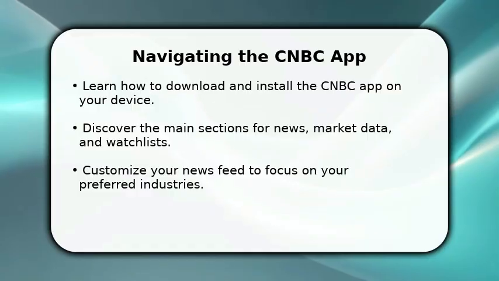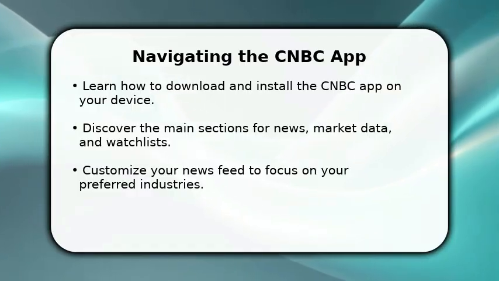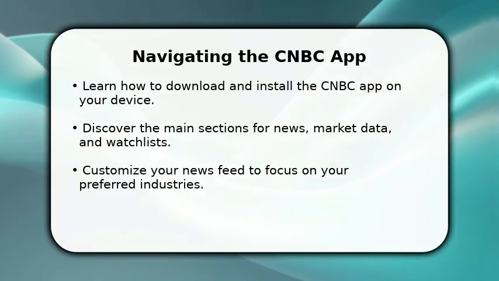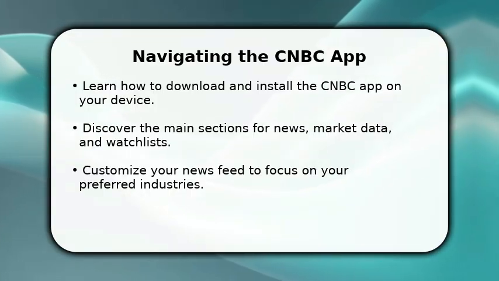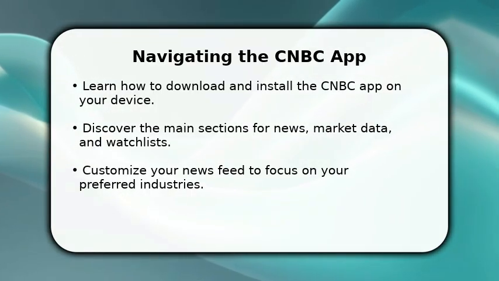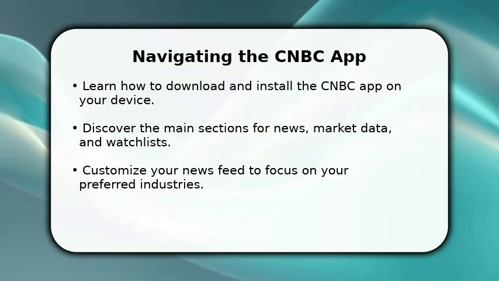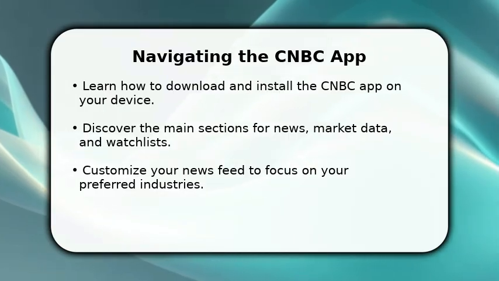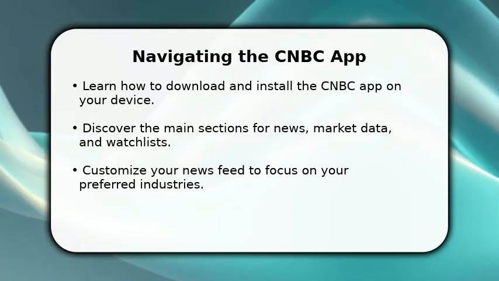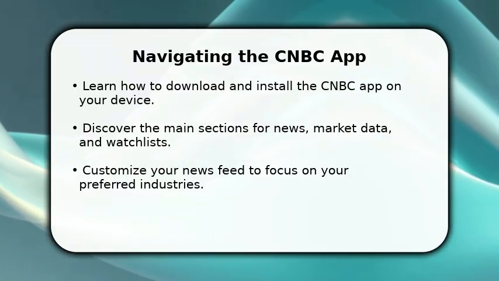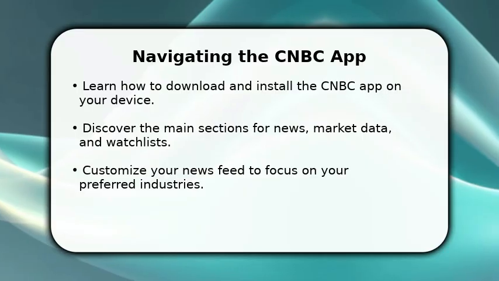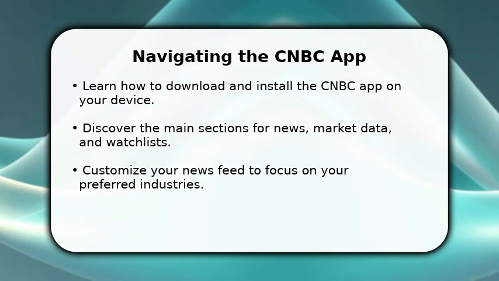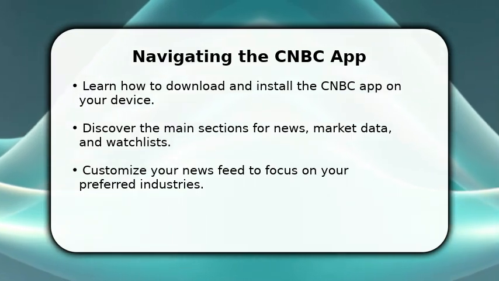Enjoy the video. In this video, I will explain how to use the CNBC app. First, let's get you started by downloading and installing the app on your smartphone or tablet. Once installed, you will find the main navigation at the bottom, offering quick access to news, market data, and your personalized watch lists. You can easily customize your news feed to prioritize the industries and companies that matter most to your financial interests, ensuring you see relevant information first.